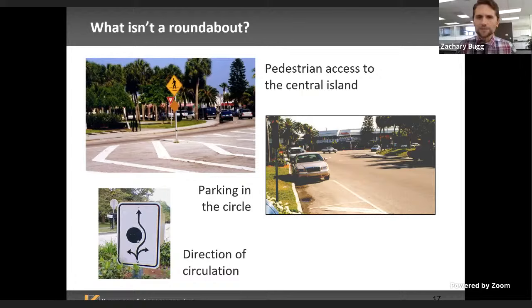But you're not having this potential conflict or this potential unexpected event happening in the middle of the roundabout, crossing to the central island. Similarly, when you have parking in the circle, you're going to have folks parallel parking. Again, that's coming to a stop, having to yield as somebody pulls out or backs up. So again, it's very counterintuitive and not expected. So we try to push parking a good 20 meters or so outside the circulatory roadway so that you avoid that conflict.